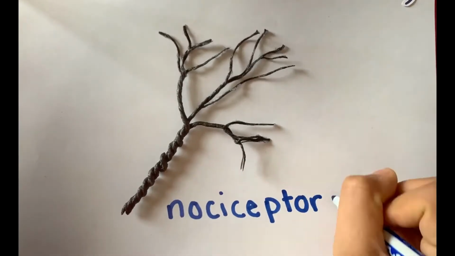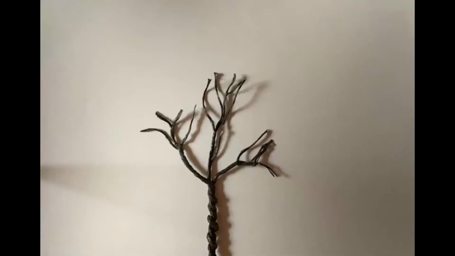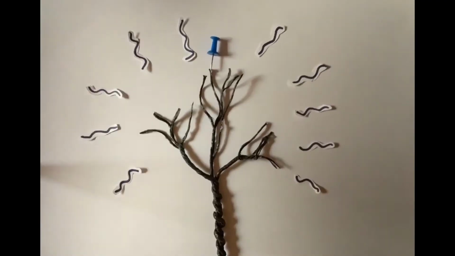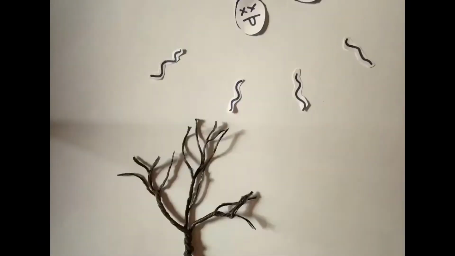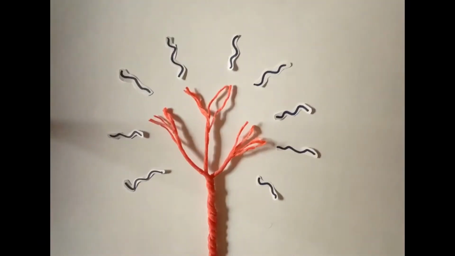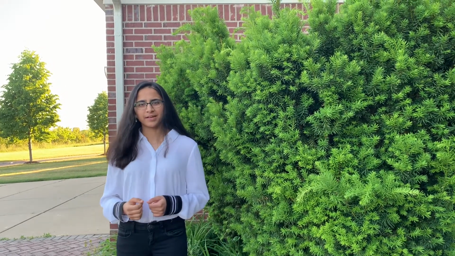There are special nerve endings called nociceptors, which are only activated by a painful stimulus, like a cut or a pinprick. When cells are injured, they release chemicals that are picked up by these nociceptors. Let's trace it from the beginning.